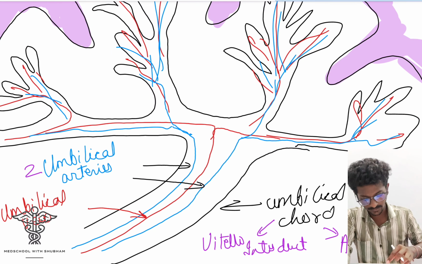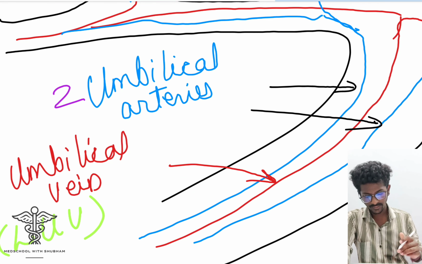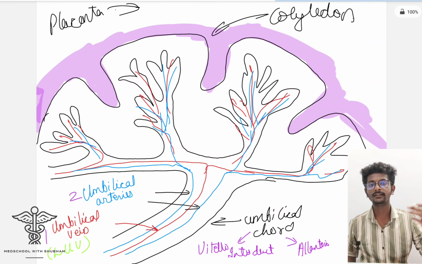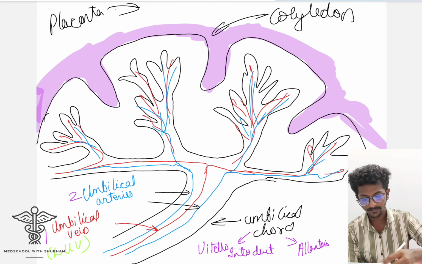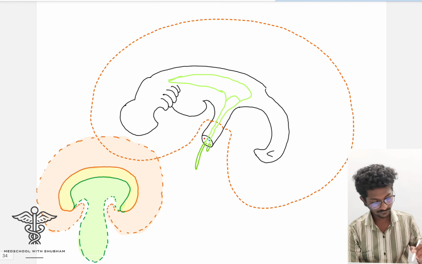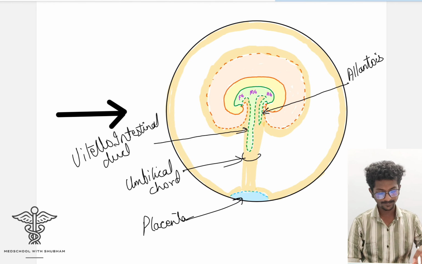And to be more specific, which umbilical vein? We have the left umbilical vein. The right one degenerates and only the left umbilical vein remains. Okay, I hope this is very clear to you guys. This was the thing which I explained to you.